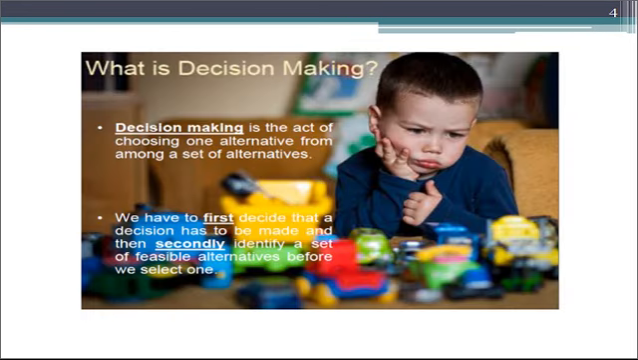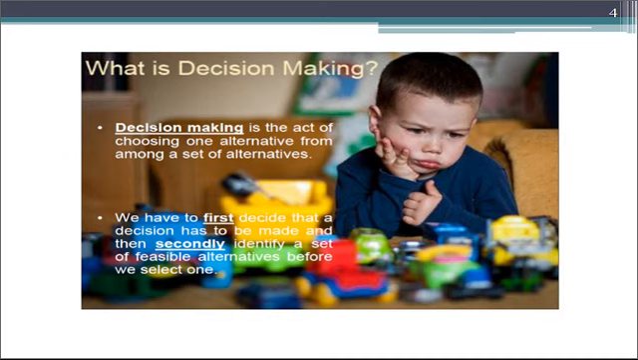Now let us understand what is exactly decision making. In this picture we can see a small kid. In front of him there are a number of cars with different colors, with different shapes and with different utility. And the boy has to decide which car is more useful for him or which car he likes the most. That means a small kid is also going to take the decision to choose his favorite car.